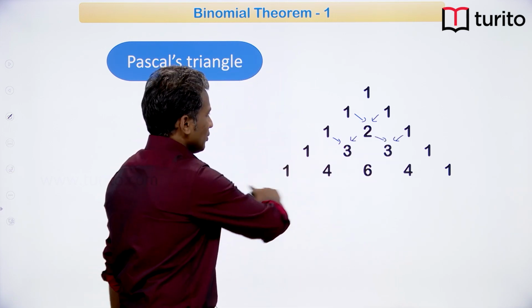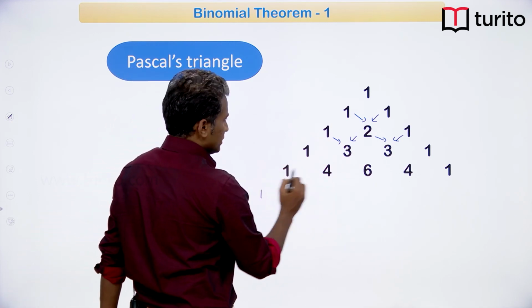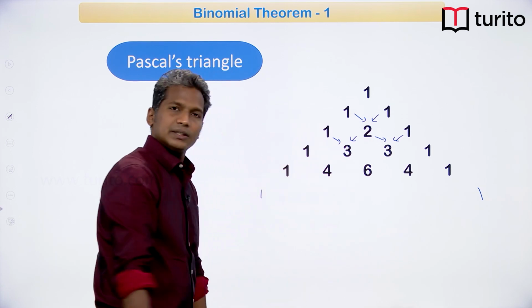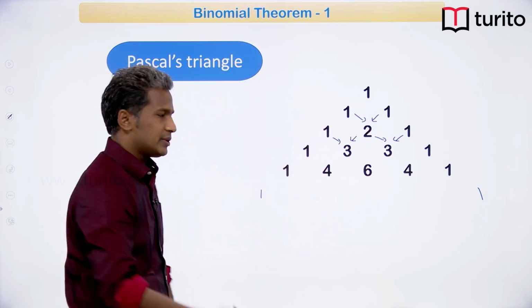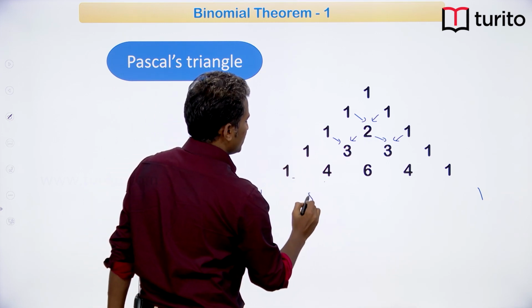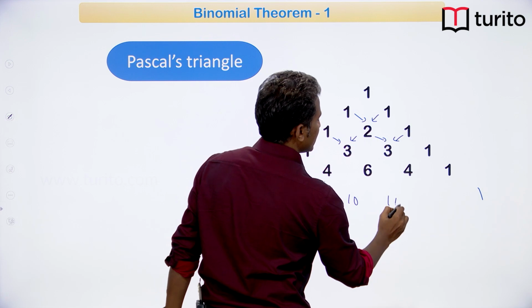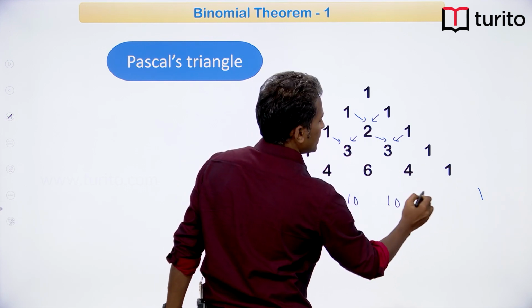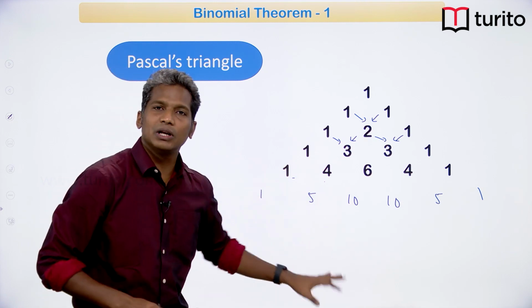That way, we can also generate the next layer. So for example, here these two terms will be ones, and to get the middle terms, we have to add the above terms. So 1 plus 4 is going to give us 5, 4 plus 6 is 10, 6 plus 4 is 10, 4 plus 1 is 5.